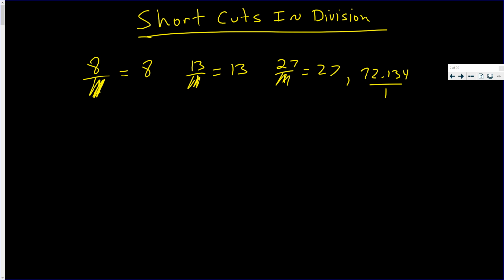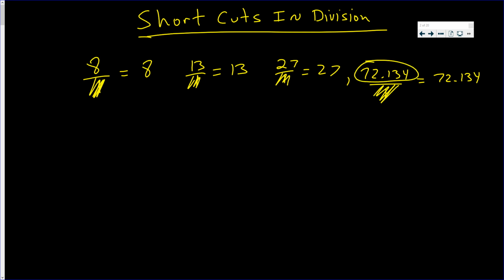72.134 divided by 1, it's 72.134. We are experts at dividing by 1. Why? Because you don't have to do it. There's your answer. Okay. So now, what if you had a problem like this?